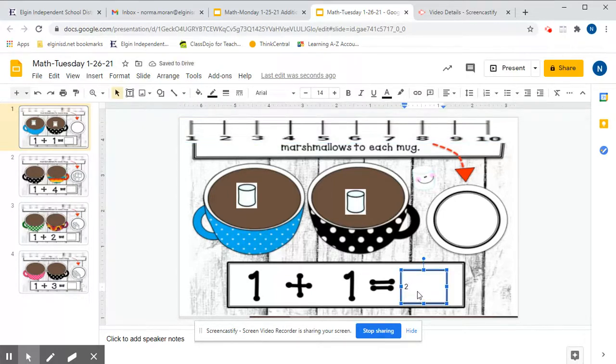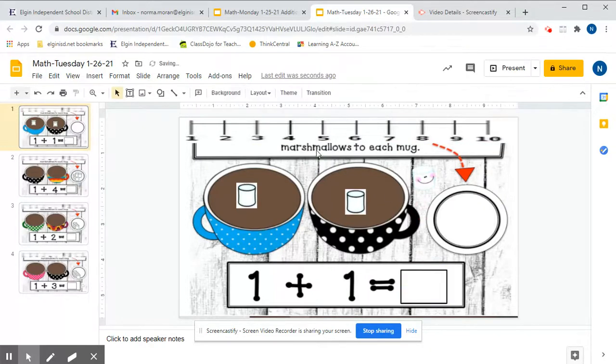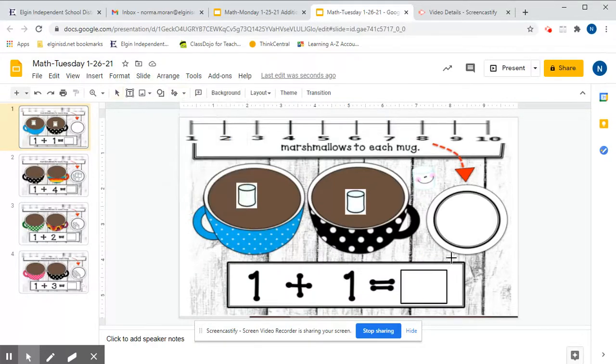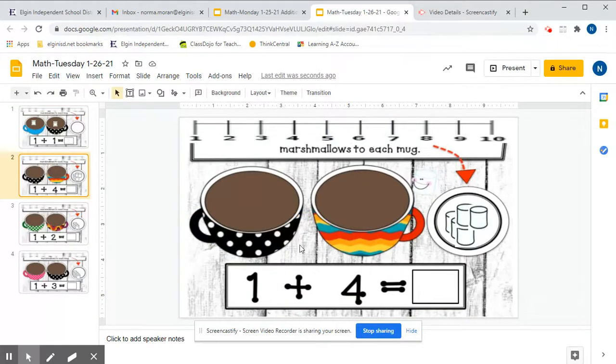Now, if you're having problems getting your tablet to type number 2, what you can do is go up here to the select a line and then go to scribble. And then you can write number 2 right there. Either way works. So remember, you're moving these marshmallows to the cups, and you look at this number, and that's the number of marshmallows you're going to put here. The number that goes here is when you add it all together.